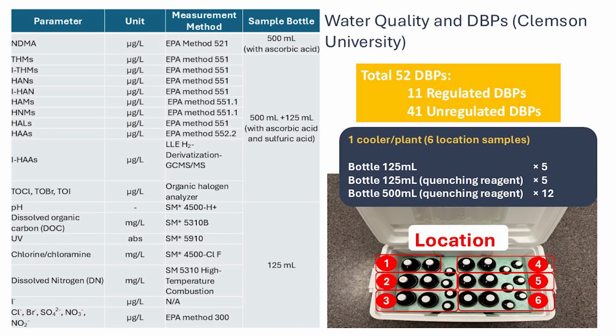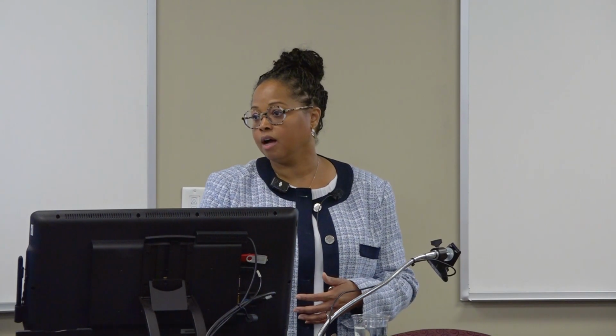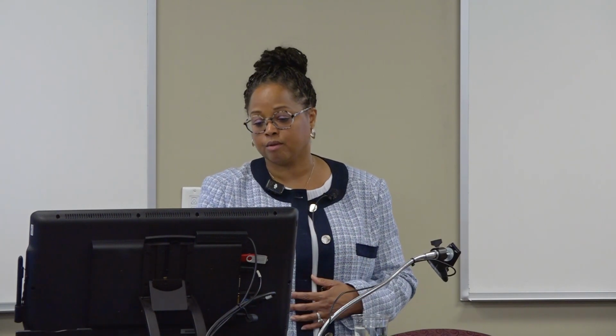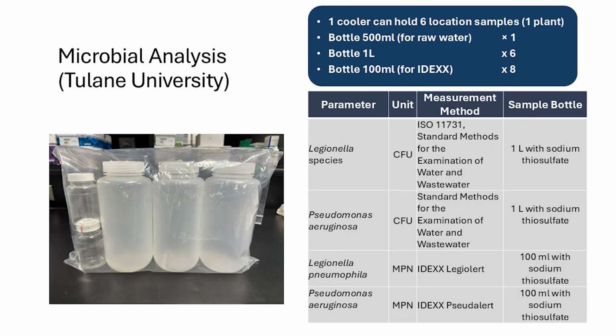These samples were analyzed at Clemson for the DBPs, and we looked at 11 regulated DBPs and 41 unregulated. I mentioned earlier that the unregulated DBPs, at least some of them, may be more toxic than those that are regulated. So we wanted to have a good understanding of the mix of DBPs that were there. Our samples for microbial analysis were sent to Tulane, and we looked at Legionella using a number of different approaches, as well as Pseudomonas.